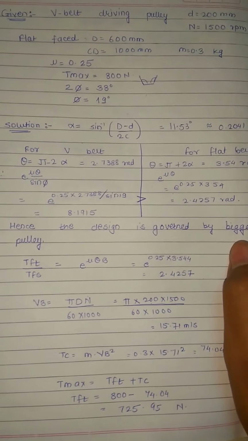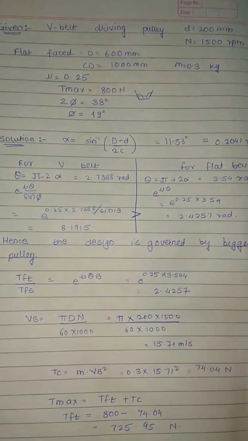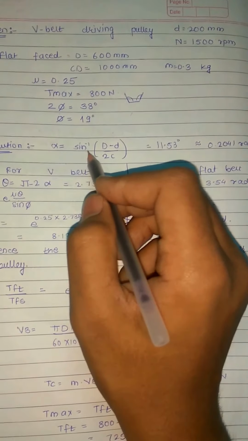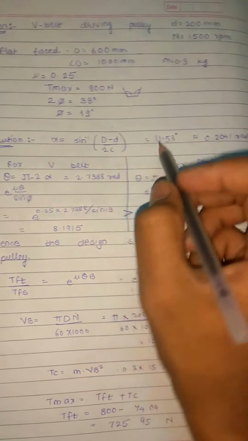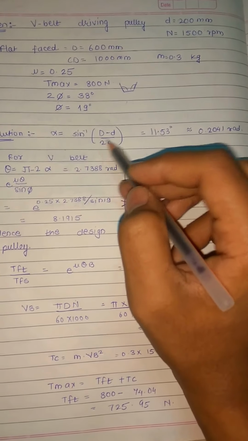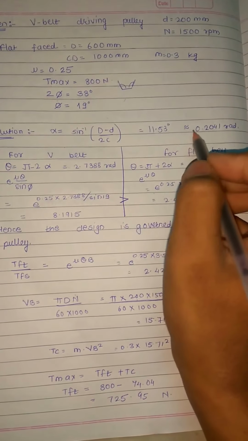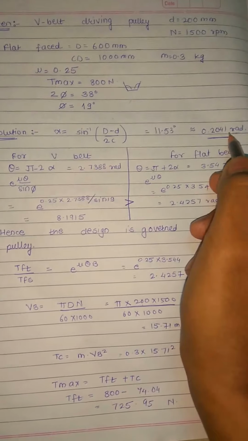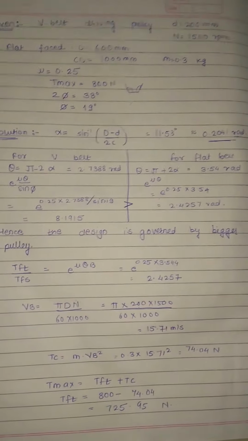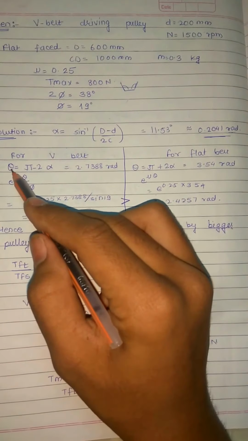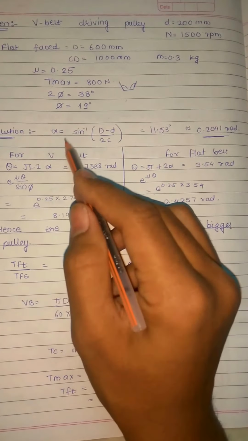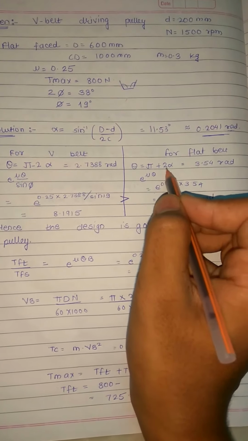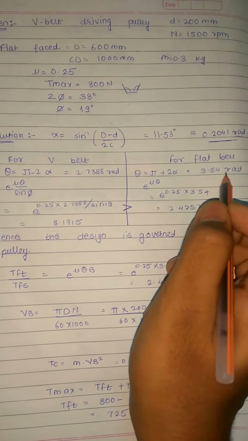By observation, now we can find out alpha for both the pulleys, that is the V belt and the flat belt. Now alpha is equal to sine inverse of (D minus d) upon 2C. D is there, small d is there, 2C is there, so we can get alpha and we have to convert it into radian. Always remember it in radian. The marks will be gone if you don't convert into radian. No use solving ahead. Next step. For V belt, theta is equal to pi minus 2 alpha. We have alpha, we can find out theta. For flat belt, theta is equal to pi plus 2 alpha, which is somewhat 3.54 radian.